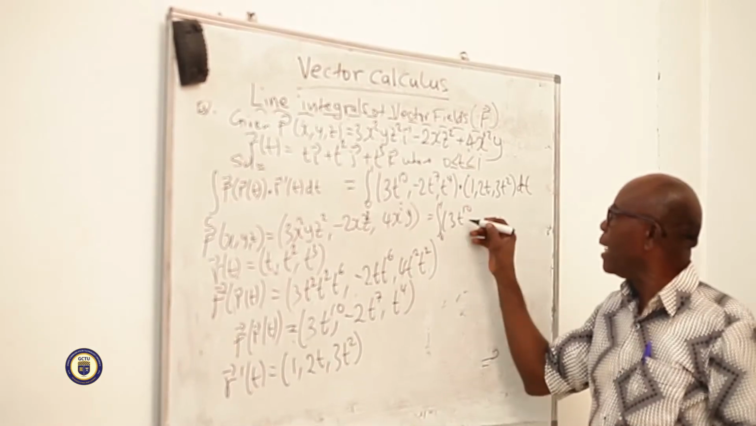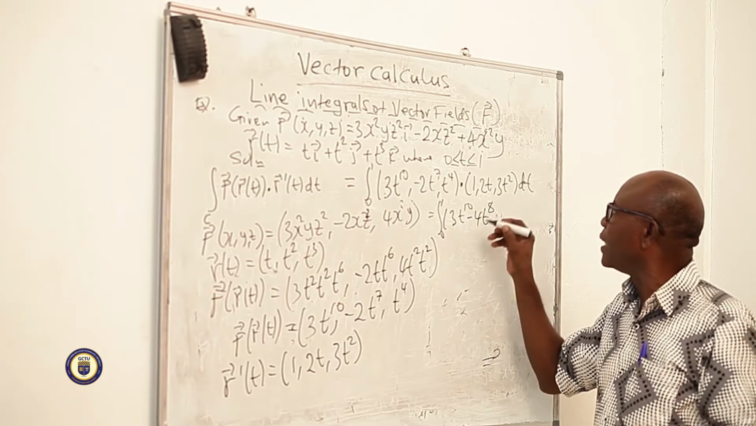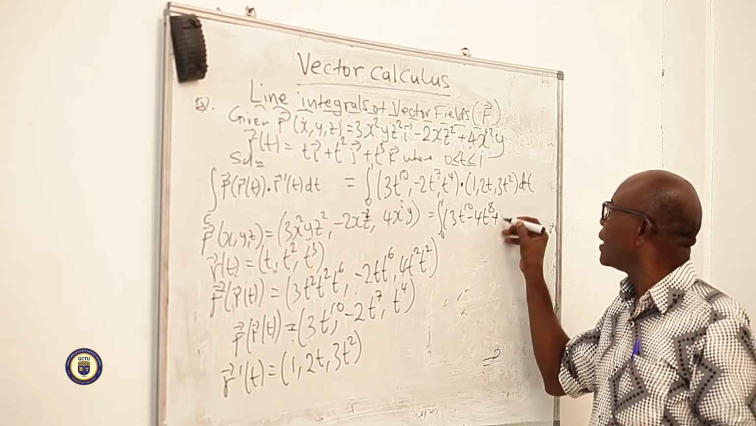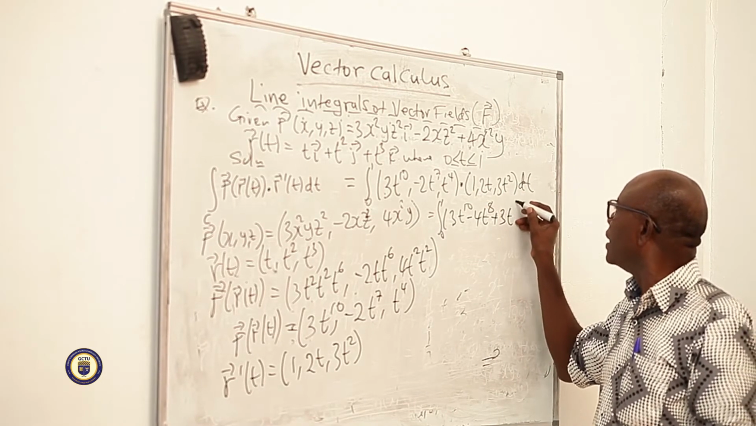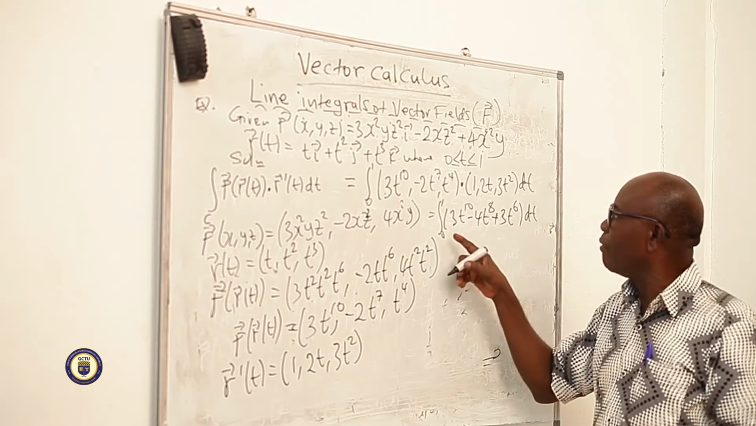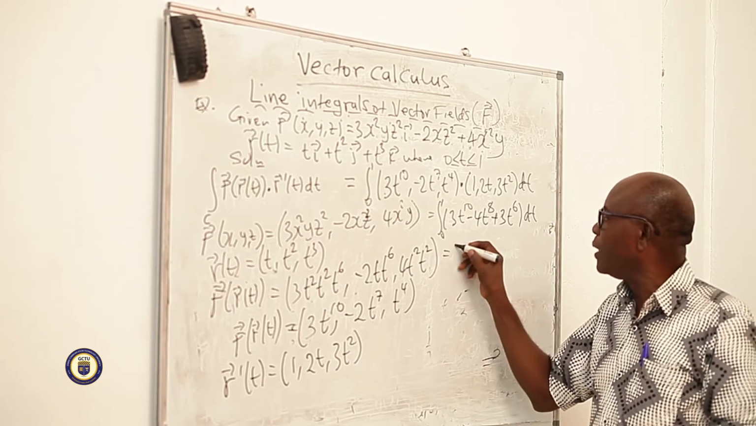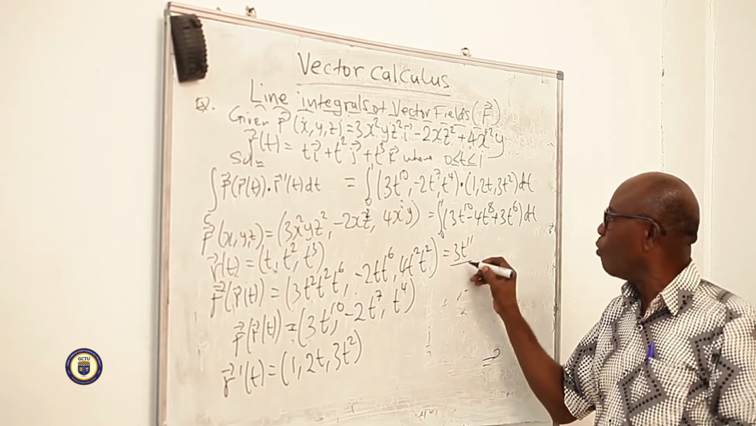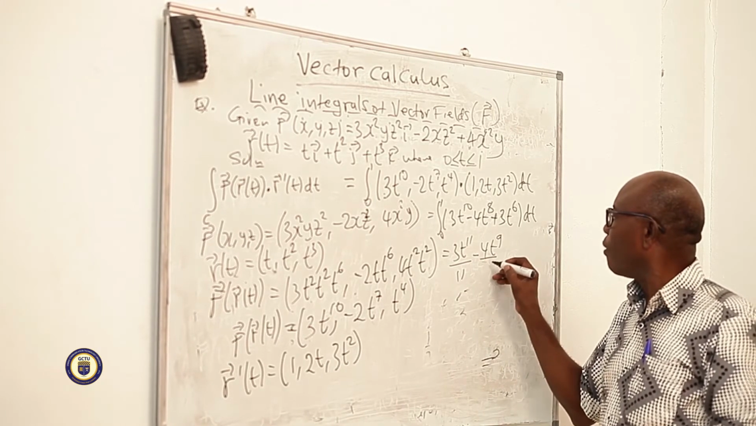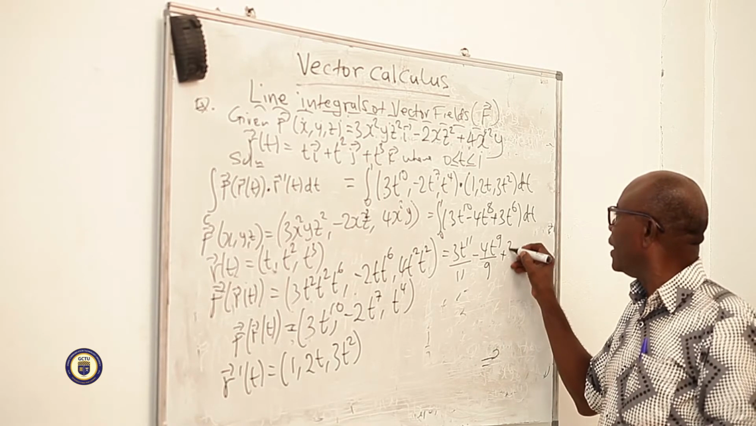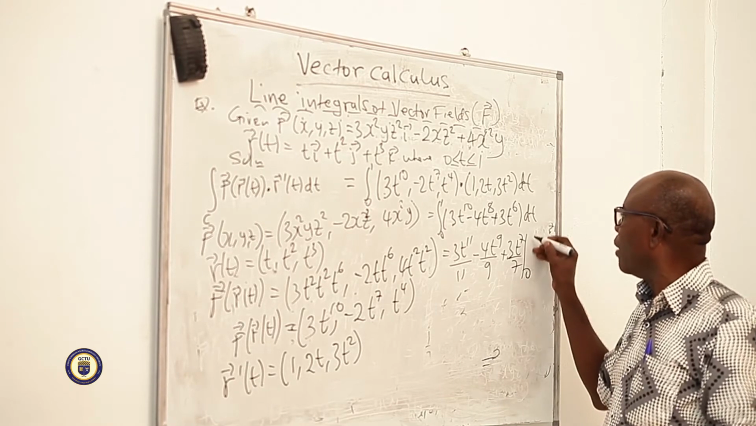Then minus 2 times 2 is 4, t to the 7 times t will give us t raised to the power 8. Then plus 3, t to the 4 times t squared will give us t to the 6, all dt, and then from 0 to 1. So if you integrate, we're going to have 3 t raised to the power 11 over 11, minus 4 t raised to the power 9 over 9, plus 3 t raised to the power 7 over 7. And the limits are from 0 to 1.